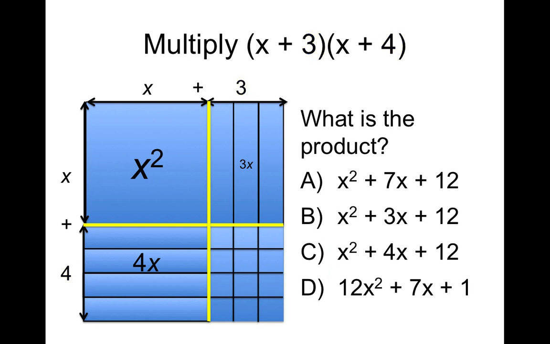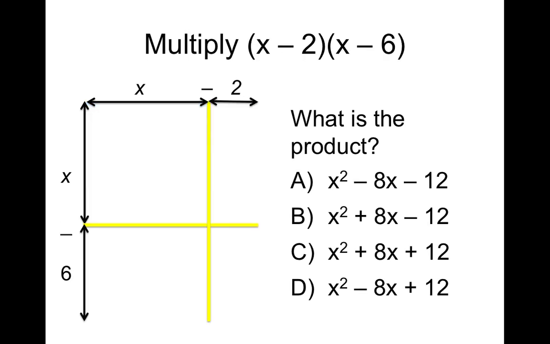So how would we write this product as a trinomial? What is that area in there altogether? We would write it x squared plus 7x plus 12. We can easily see where the x squared and the 12 come from. The 7x comes from combining together the 4x and the 3x. Altogether, there's 7 x's.